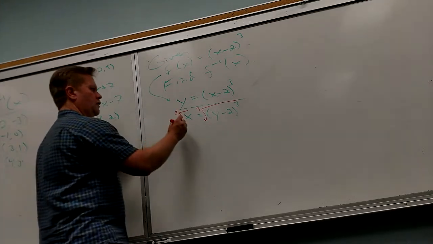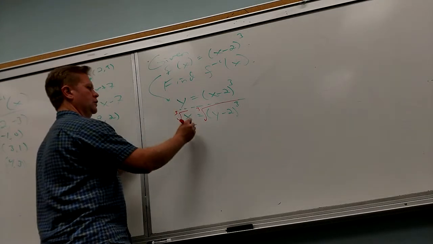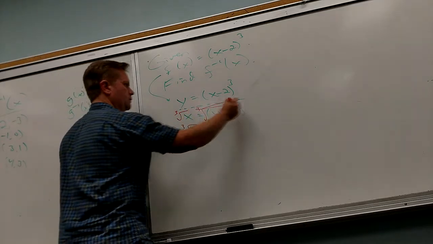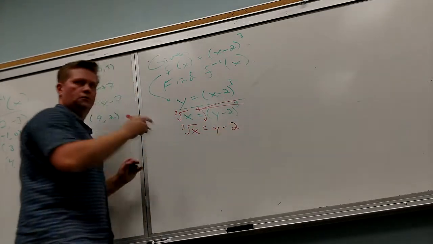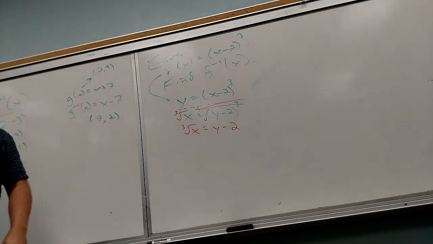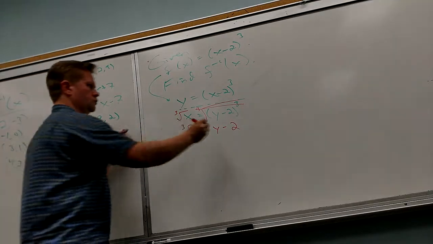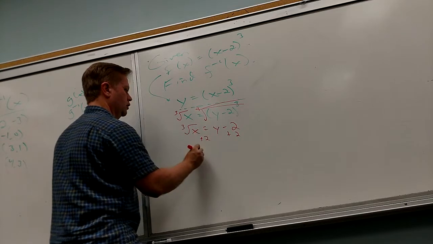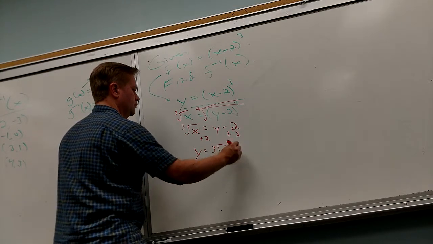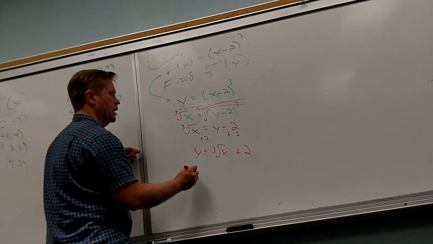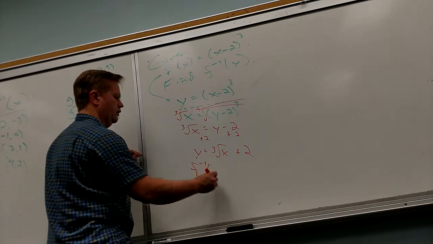So what I have so far, I've got one last thing to do. Add 2. So I get y equals the cube root of x plus 2. So I can put officially f inverse.